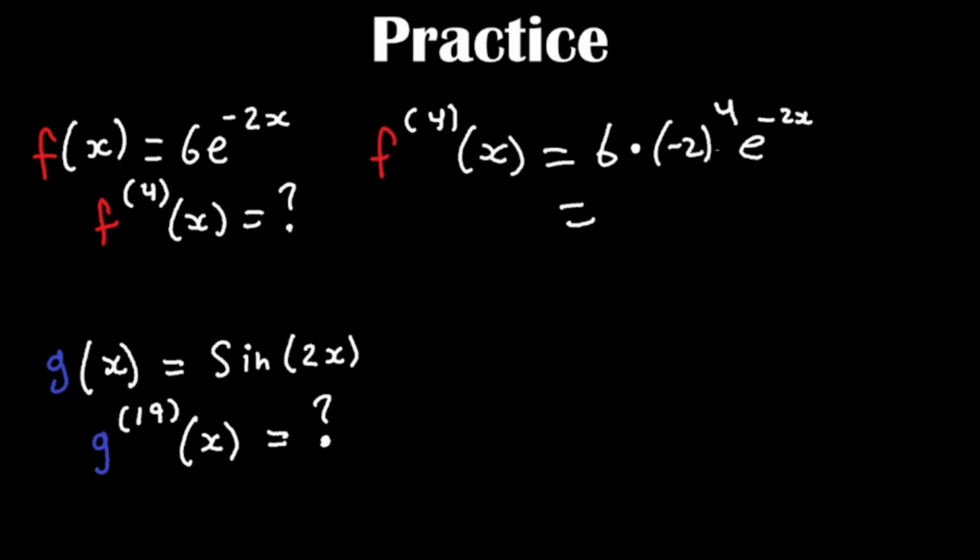So negative 2 all to the 4th power, that's 16. And then 6 times 16 is just 96. And then e to the negative 2x.